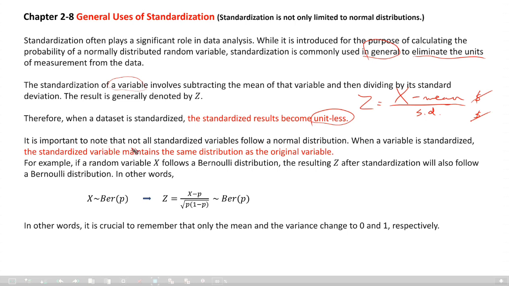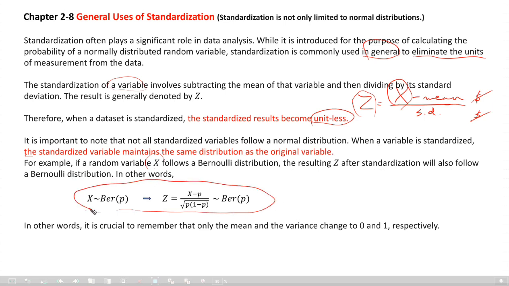It is important to note that not all standardized variables follow a normal distribution. Each standardized variable follows the same distribution as x. X has some distribution, then g follows that distribution, x's distribution. When a variable is standardized, the standardized variable maintains the same distribution as the original variable. For example, if a random variable x follows a Bernoulli distribution, the resulting g after standardization will also follow a Bernoulli distribution.